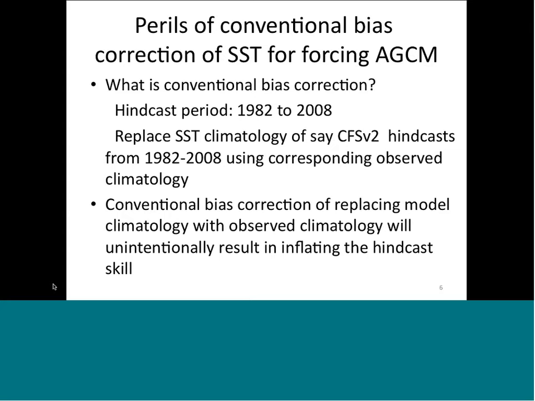The peril of conventional bias correction of SST for forcing an AGCM is, in fact, that it inflates your hindcast skill. But before I explain that, I should tell you what conventional bias correction is in my lexicon. The hindcast period here is 1982 to 2008, and if you replace the SST climatology, say of the CFS-V2 hindcast from 1982 to 2008, using the corresponding observed climatology, then I would call that the conventional way of bias correction. And this conventional bias correction is in some ways cheating because you are using the observed climatology from the forecast period or the hindcast period. And so you most likely inflate the hindcast skill, and when you go into operational real-time forecasting, it is possible that you may not be able to match the hindcast skill.